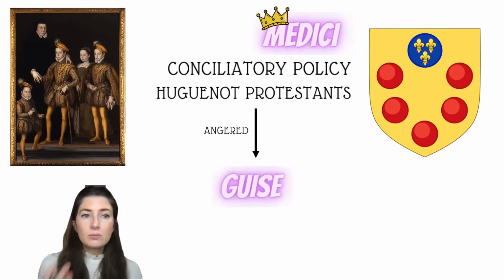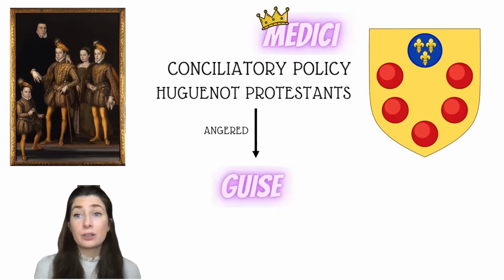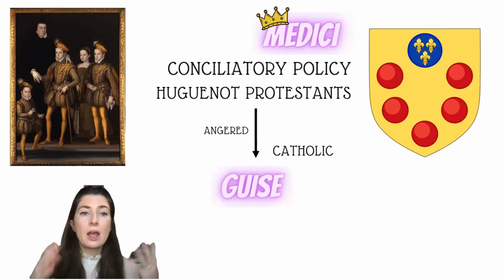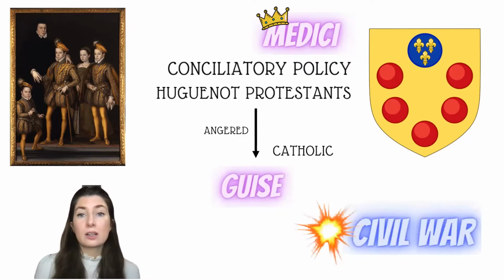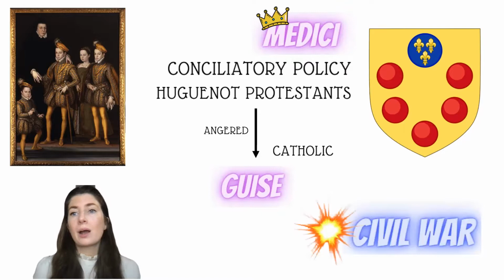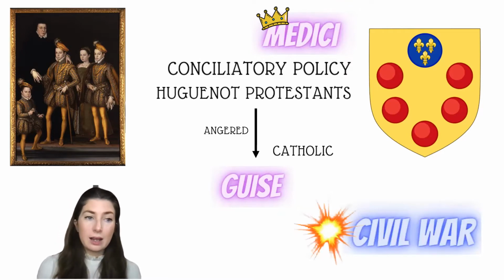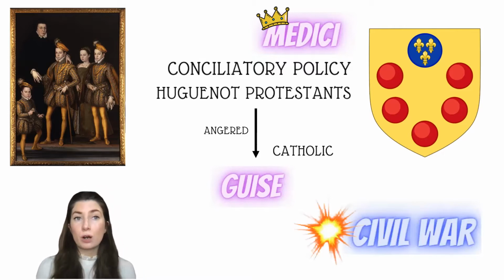However, this angers the Guise faction, who, as I said, were very Catholic and are very unhappy with this kind of approach. And therefore, this sparks the French Wars of Religion, which was a civil war. And things happen like the Duke of Guise massacres Huguenots in 1562, and essentially creates a situation where France is very unstable in its own right.